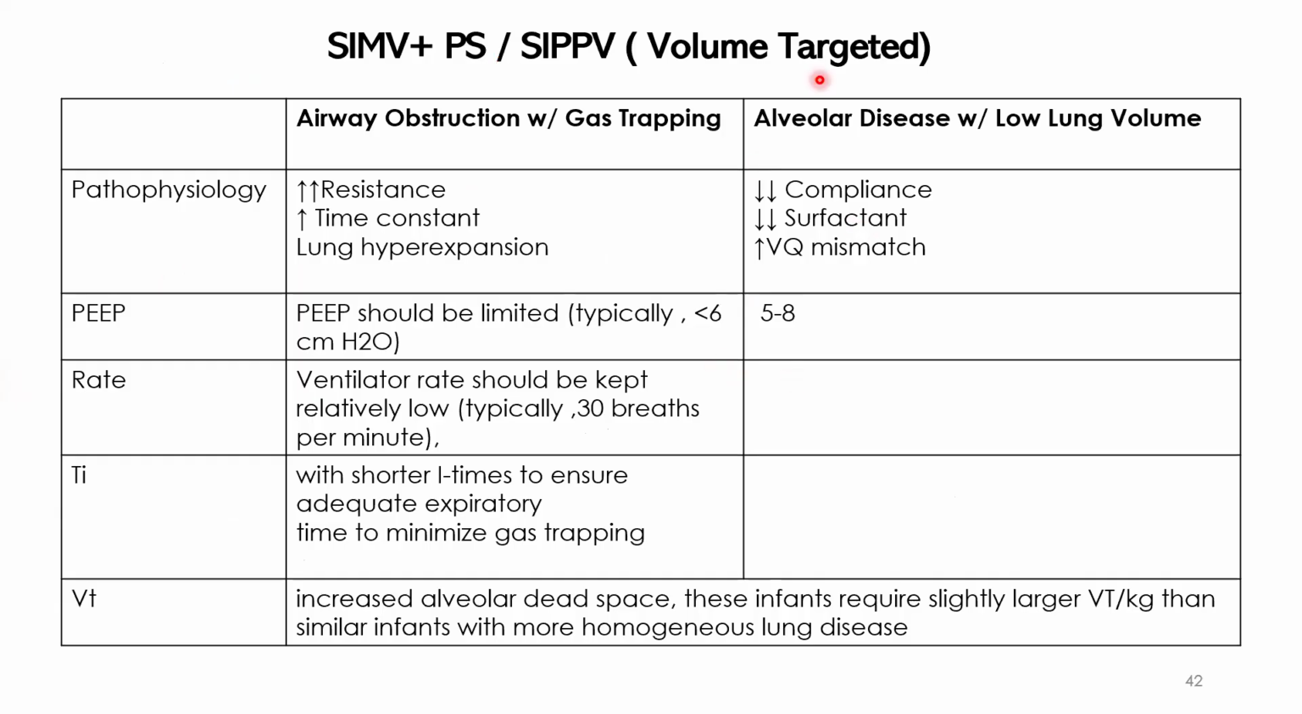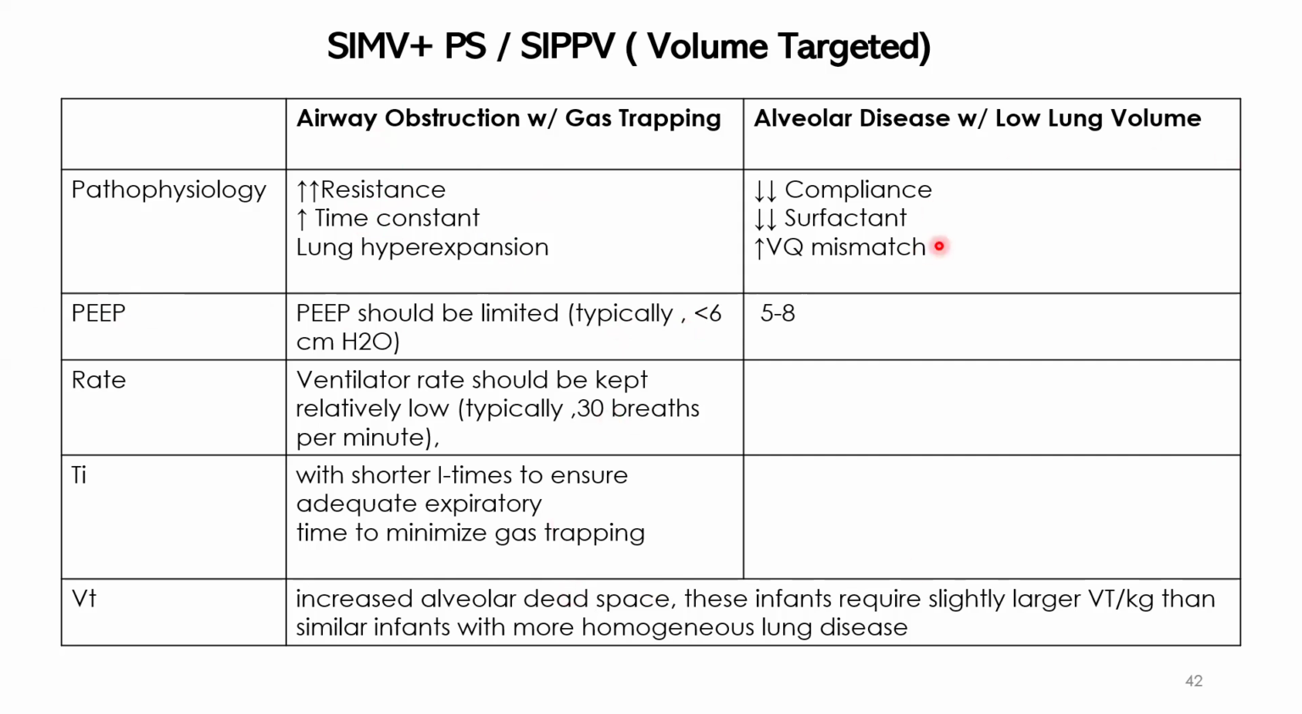Now, if your baby with MAS is intubated, then you have to identify the disease pathophysiology. If it's a predominant airway obstruction pattern, there will be more increase in resistance. There will be increased time constant. So you have to keep the PEEP always less than 6 centimeter water. And the rate should be kept on the lower side, around 20 to 30, so that there will be short inspiratory time and adequate expiratory time that can avoid this gas trapping phenomenon.